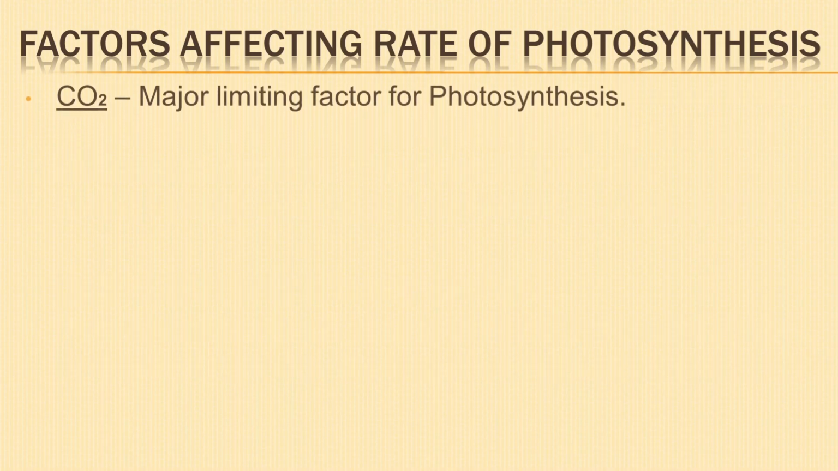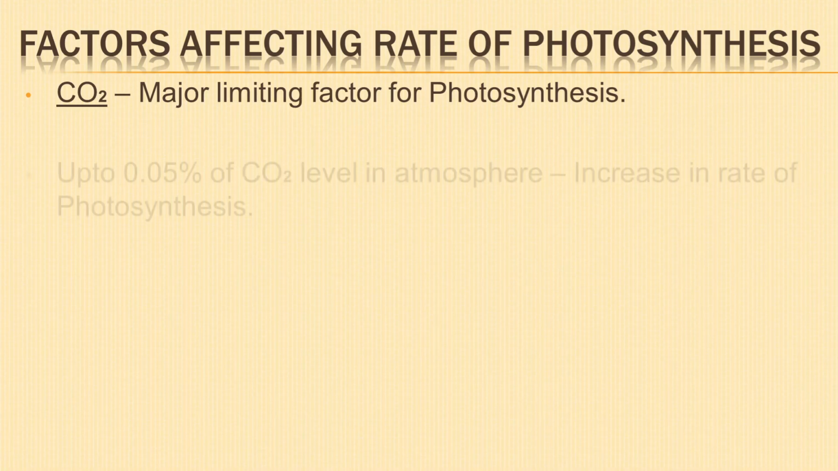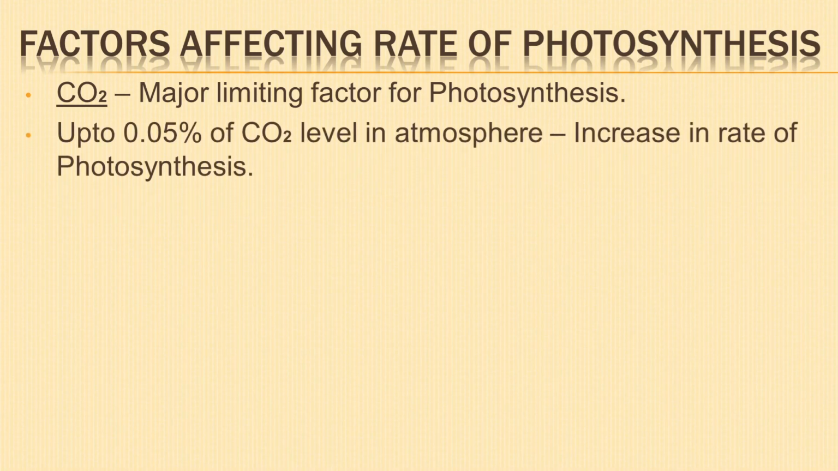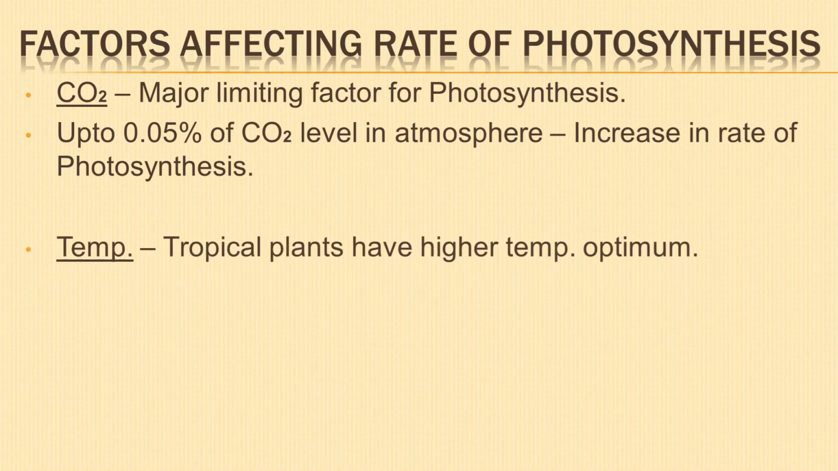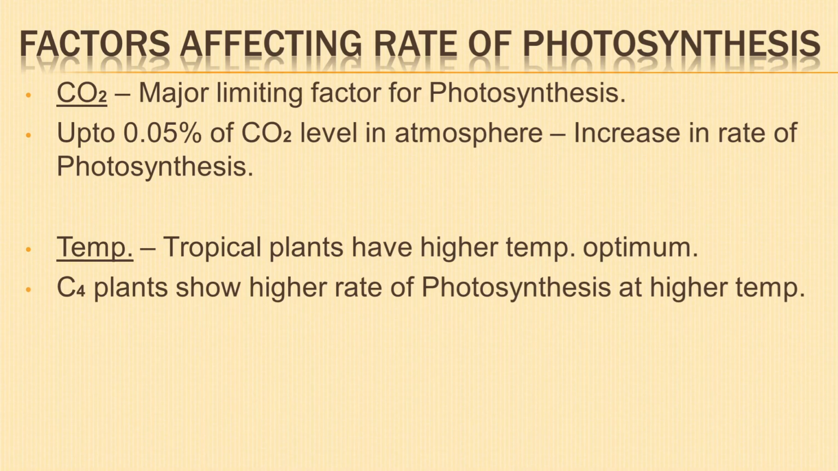Carbon dioxide concentration. The major limiting factor for photosynthesis is carbon dioxide. Up to 0.05% of carbon dioxide level in the atmosphere can increase the rate of photosynthesis, but beyond this, it causes harm to the plants. Temperature. Tropical plants have a higher temperature optimum than the temperate plants. C4 plants show a higher rate of photosynthesis at higher temperature.